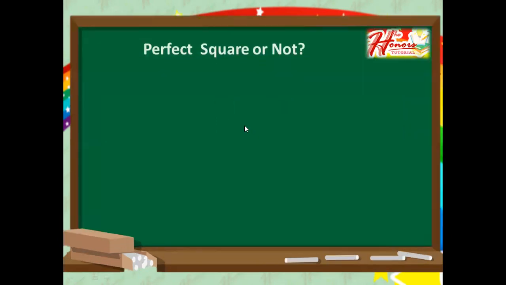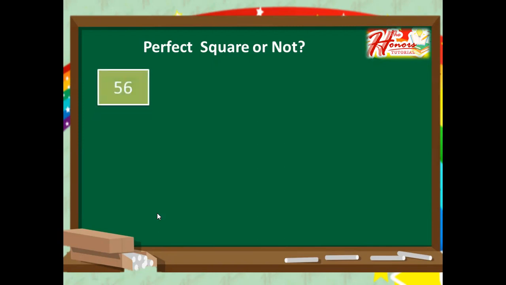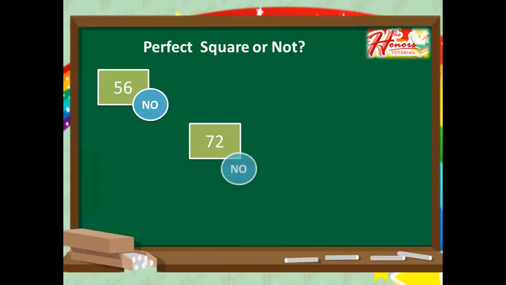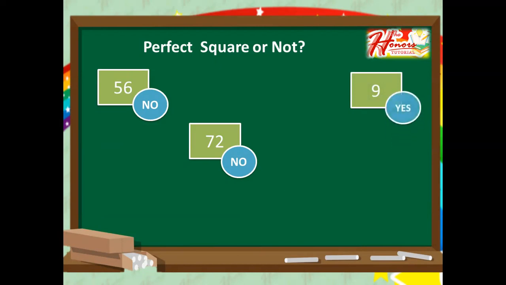But before we proceed with our main topic for today, I want you to identify if it is a perfect square or not. Is 56 a perfect square number? No, it is not. 72, is it a perfect square number? No, it is not also. How about 9? Yes, it is a perfect square number. How about 16? Yes, it is a perfect square number.